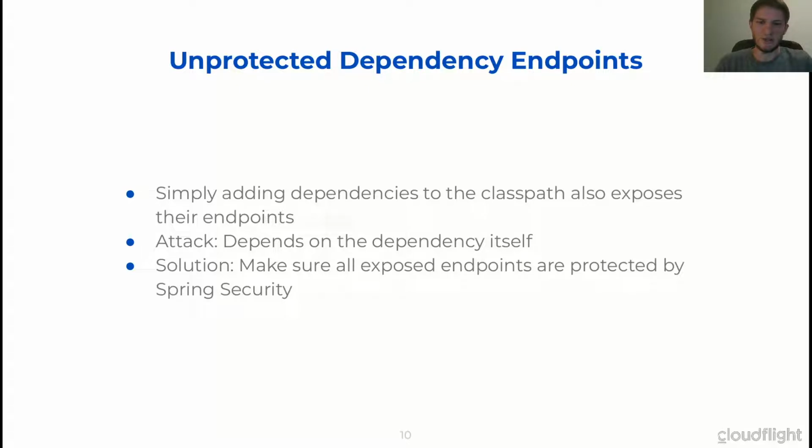So the attack of course depends on the added dependency itself and what functionality is provided. And the solution is to make sure all exposed endpoints are protected by Spring Security or whatever authentication and authorization system you're using in the backend. You might ask, how do I find out what endpoints are exposed? Well, the Spring Boot actuator actually provides an endpoint which shows all the mappings in the application. But some libraries, for example Java Melody, might use filters to implement their endpoints, which are not shown in the actuator, so you need to be careful with that.